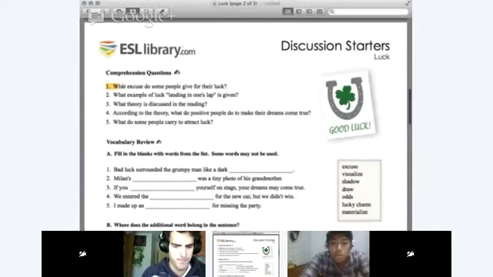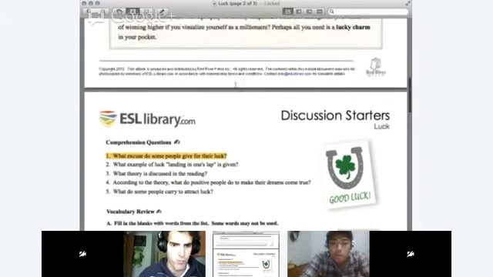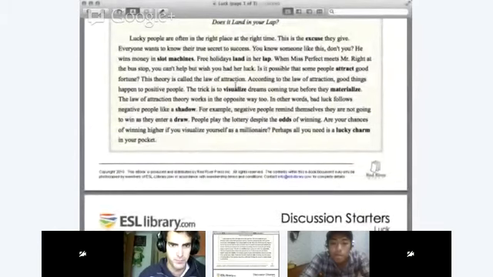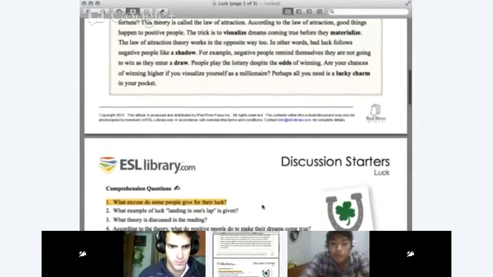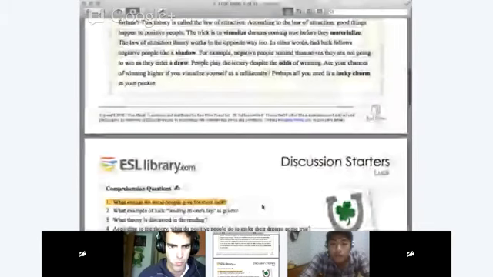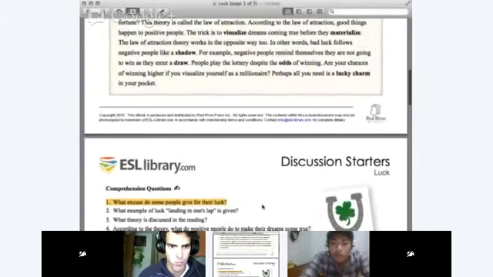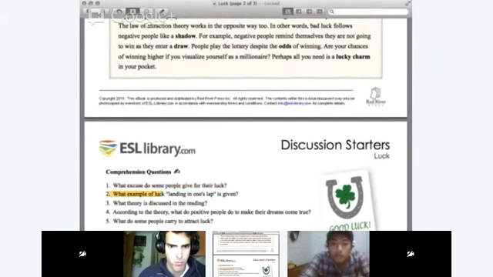And the first one: what excuse do some people give for their luck? So if we take a look back, what excuse do people give for being lucky? What do they tell us? They say they're lucky because they were in the right place at the right time. Exactly. So they're not lucky. They were just in the right place at the right time. Yes. Good. What example of luck landing in one's lap is given?